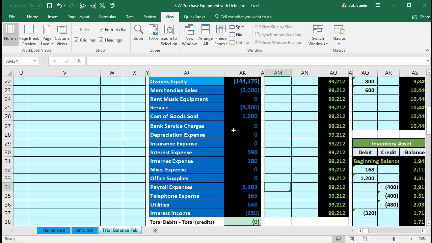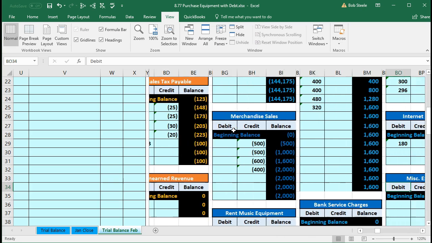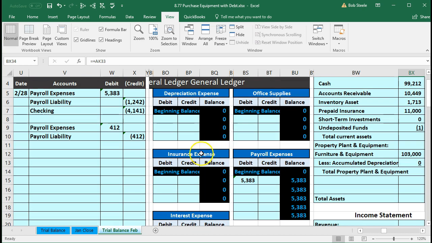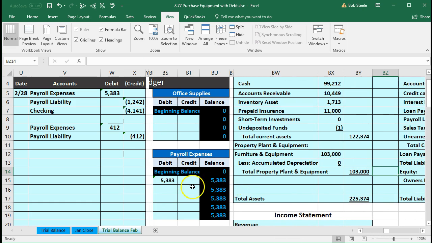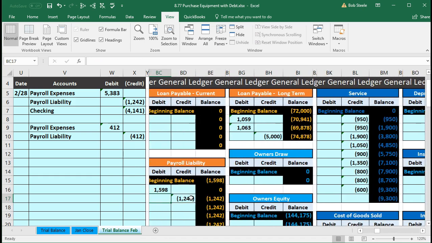Let's go find it. We first start off with the assets, and then we have the liabilities, and then the equity, and the expenses. And we're looking for the payroll expense. So let's scroll up to the top, and there it is. Payroll expense. We are here in cell BS16, and we're going to select equals and point to that 412, bringing the balance up from 5,383 by 412 to 5,795.